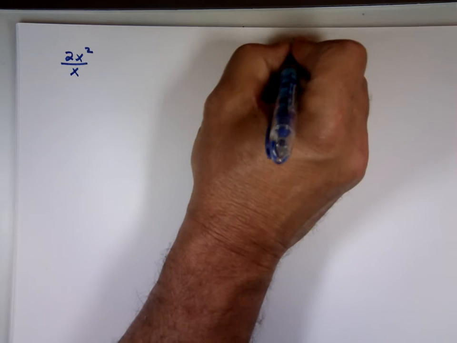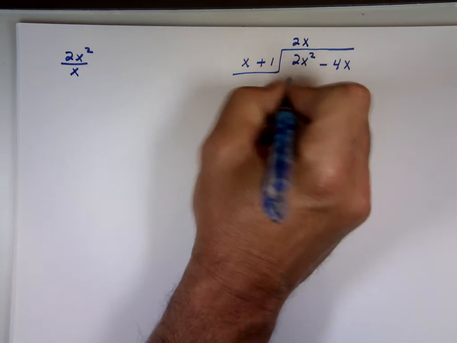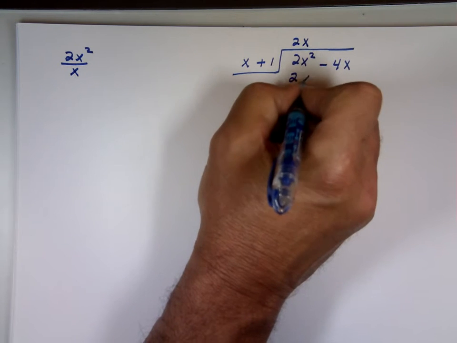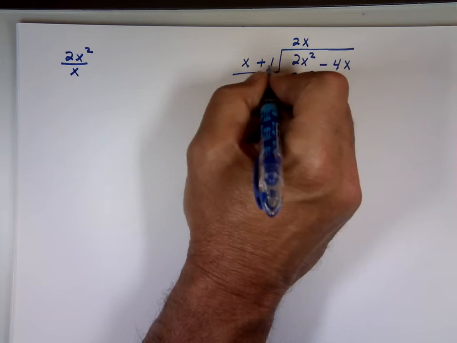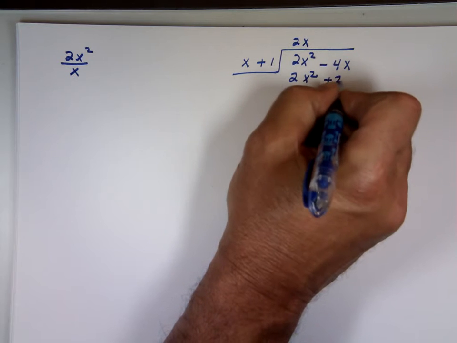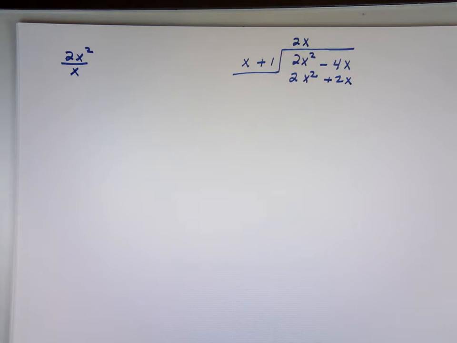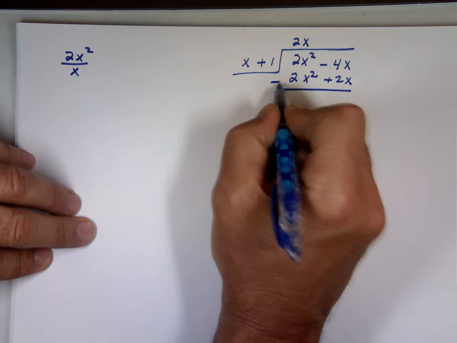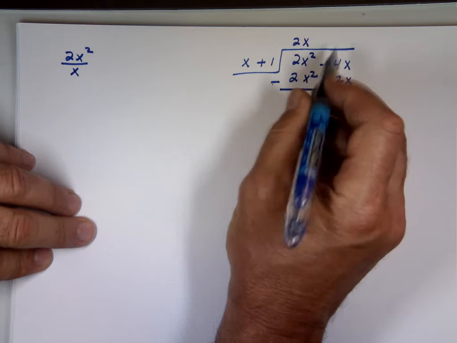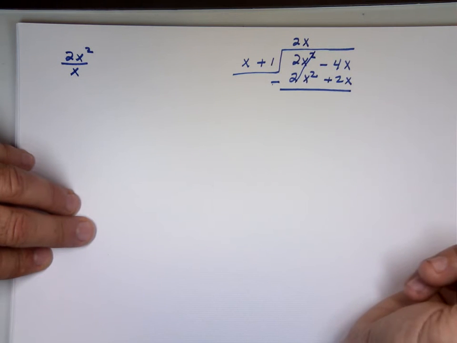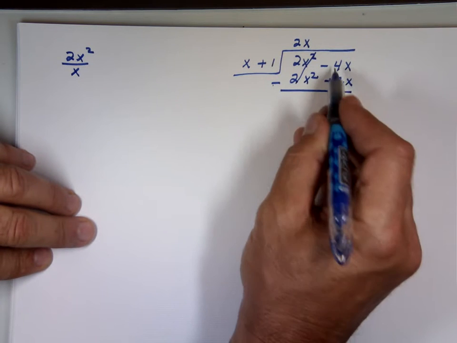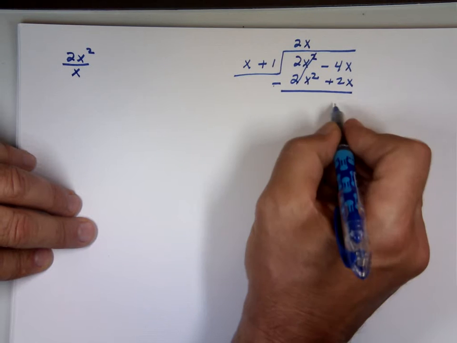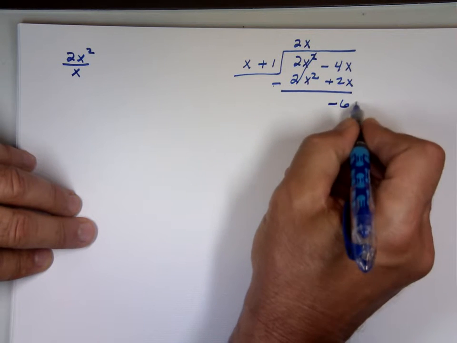2x. What's 2x times x? 2x squared. What's 2x times 1? Plus 2x. Now we need to subtract them, just like if you were dividing numbers. What is 2x squared minus 2x squared? Gone. What's negative 4x minus 2x? Negative 6x.